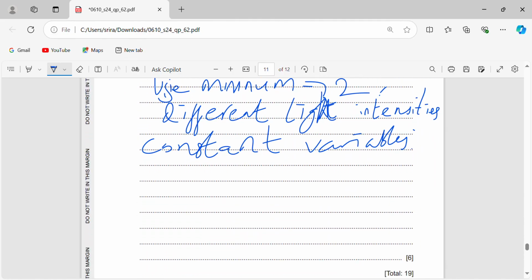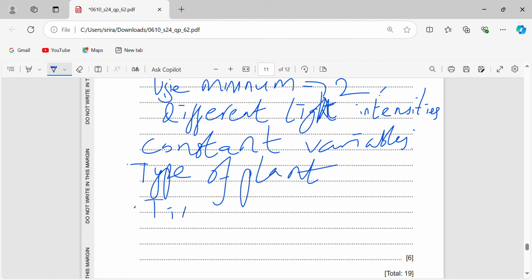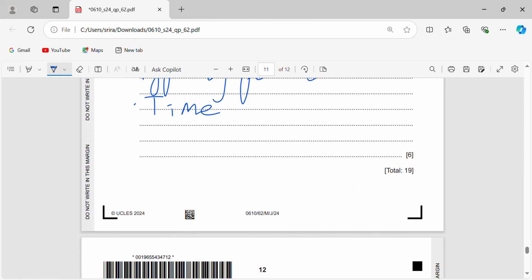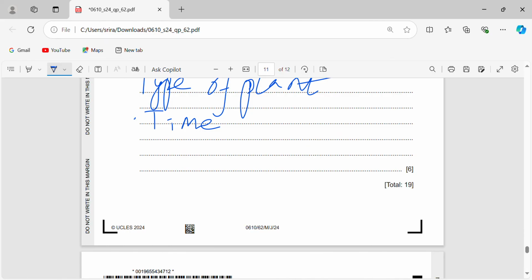So let's just write type of plant and also time. Okay, so now I'm going to go over the lines. Please guys, don't go over the lines when you are doing this. It's type of plant and time. Now proceed. I'm just going to write it here.